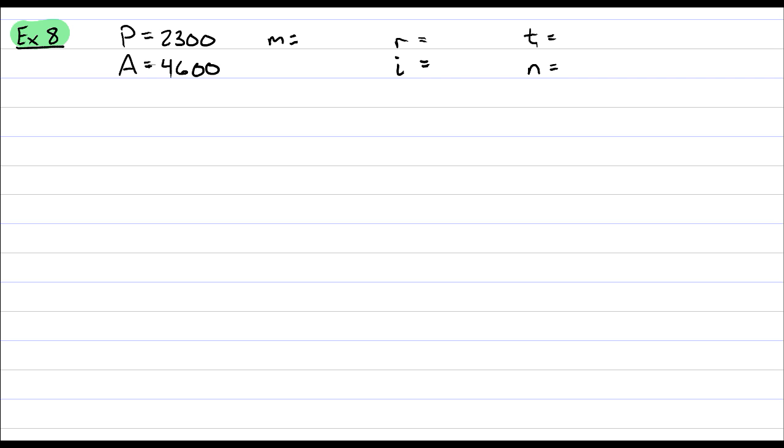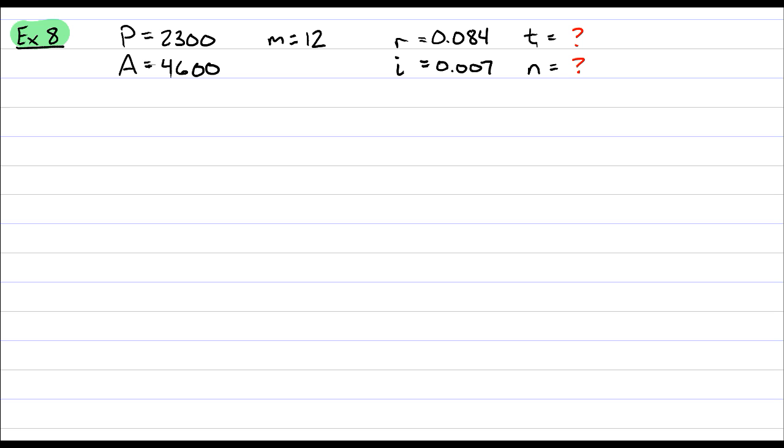We're told that interest is compounded monthly, so our M is 12, and our interest rate is 8.4%. So dividing by 12, I can get the monthly rate, which is 0.007. And then I don't know anything about the number of years or the number of compounding periods.